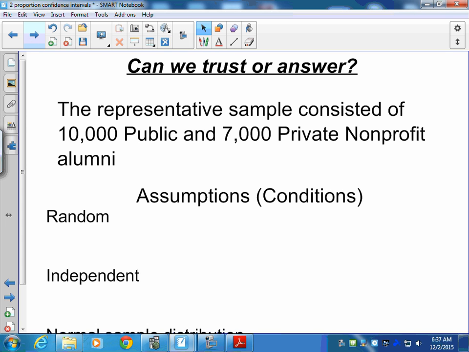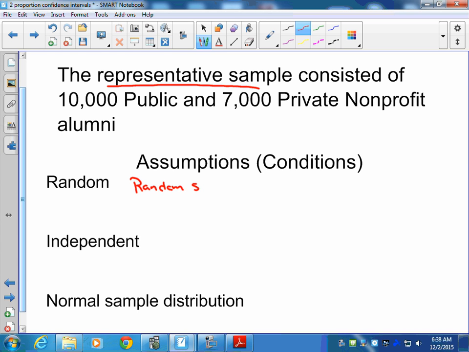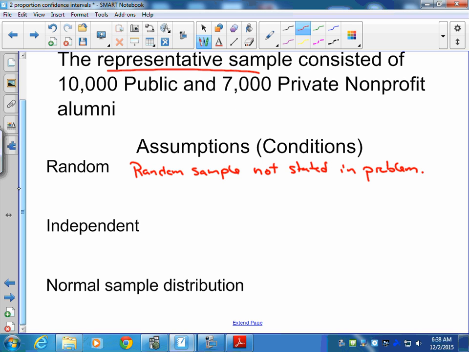Okay, we always start out with the same piece: testing our assumptions or conditions to make sure that we can trust our answer based on the information given. Notice that it says again a representative sample. So what we have to say is random sample not stated in the problem. So one of our assumptions is not verified overall.